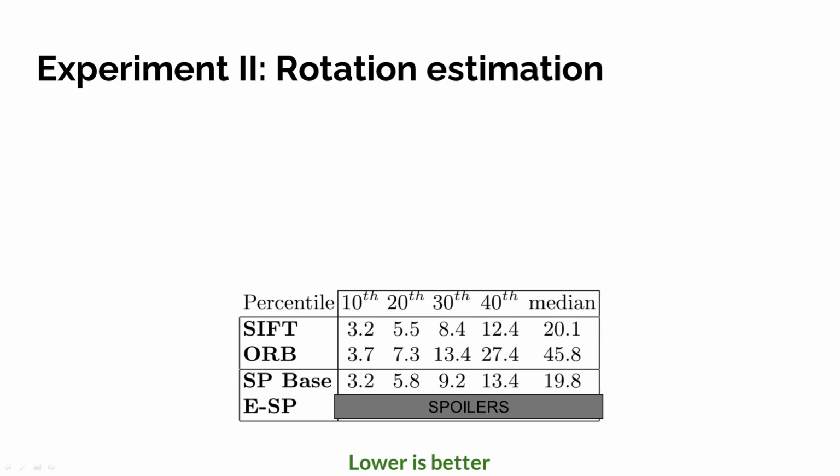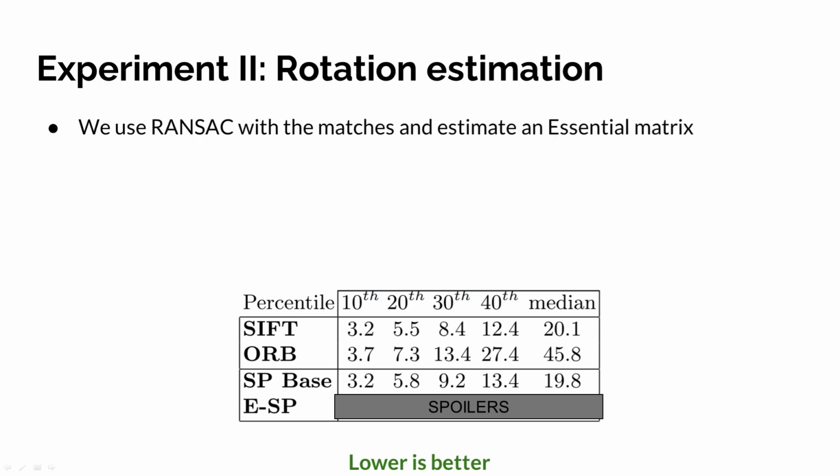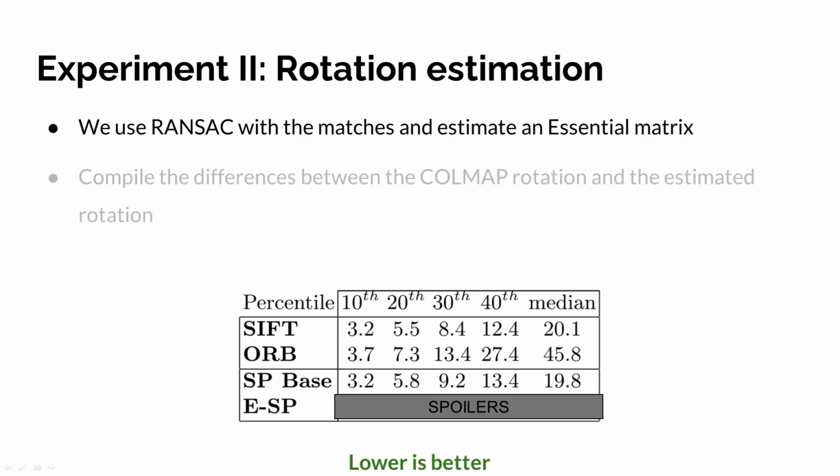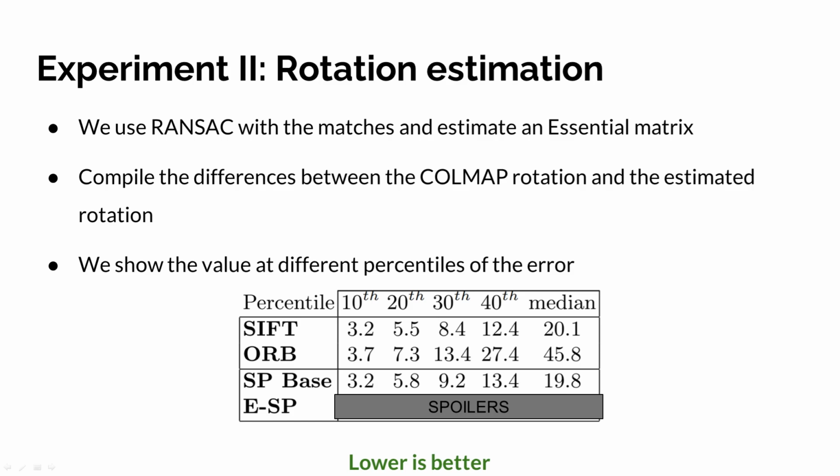And we also chose a second experiment where we used the methods' features to estimate the rotation of the camera. We use RANSAC and estimate the essential matrix and compare it against COLMAP's matrix. We show the error in degrees of the estimated rotation. We ordered the errors and here show the value. As we show, our method is much more accurate when it comes to predicting the rotation of the camera, which is fantastic since our goal is creating 3D reconstructions.